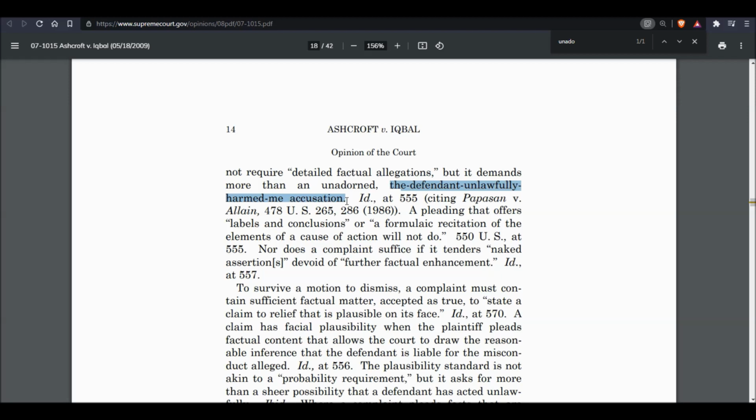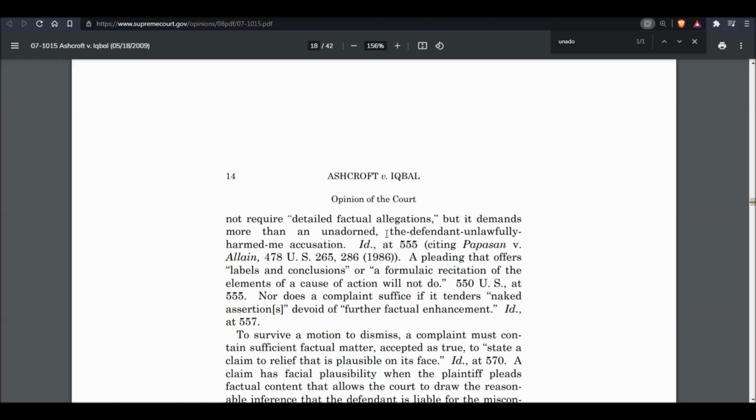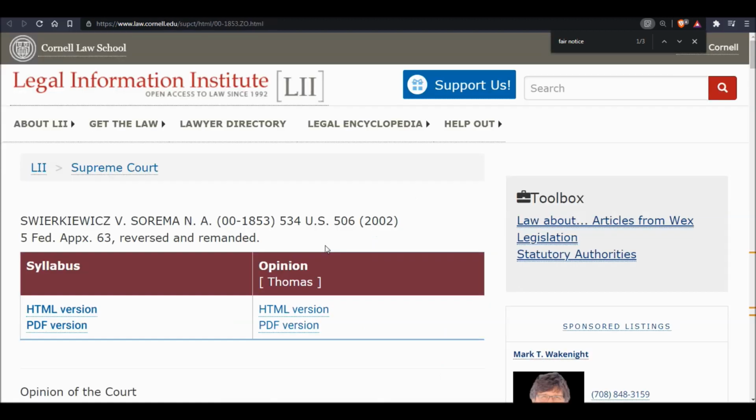When you read the majority of people's complaints, they're basically always going to say, well, this guy did this to me, and because of that he owes me this. And that's what they mean when they say that in order for you to survive Rule 8, you must do more than provide an unadorned, the-defendant-unlawfully-harmed-me accusation. In other words, you have to show the why and how.